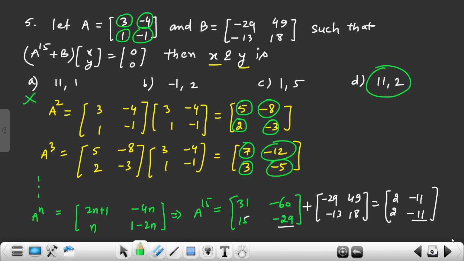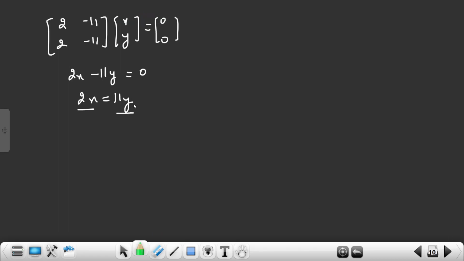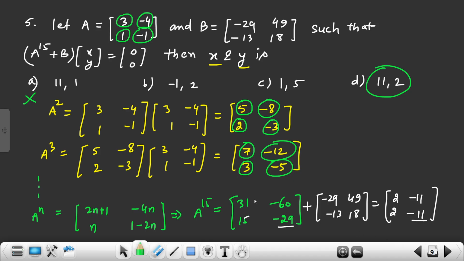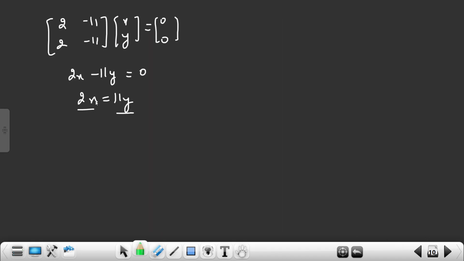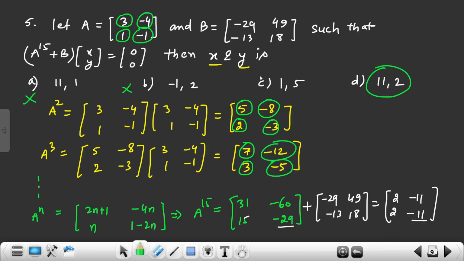This is not there. X is minus 1, so minus 2, y should be minus 2 by 11, not there. If x is 1, so 2, y should be 2 by 11, not there. So D option is correct, right? Which option is correct? D option is correct here, right?